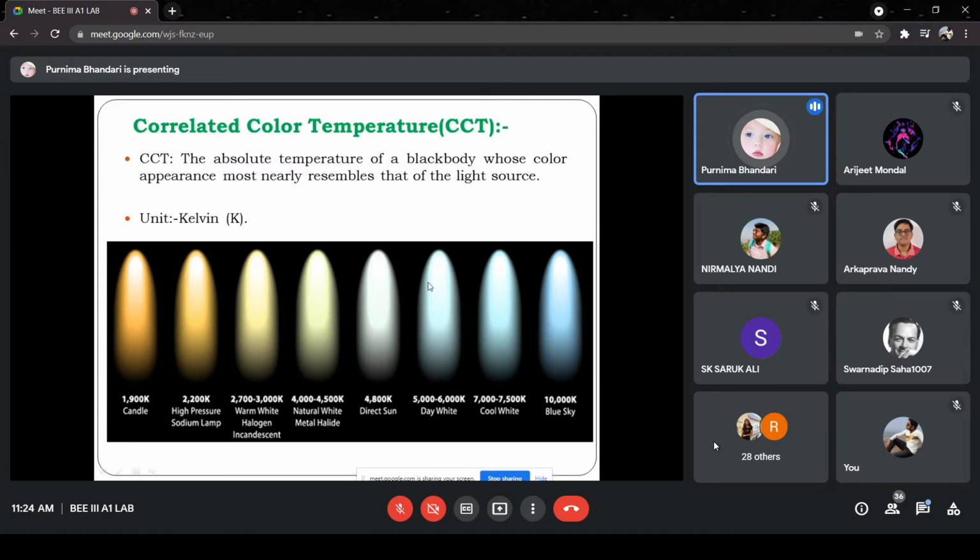The next parameter we are going to measure is correlated color temperature. As I have already mentioned, this is the temperature of a black body whose color appearance most nearly resembles that of the light source. When the light source is glowing, how does it look? If the color temperature is higher, it will look more whitish or more bluish.